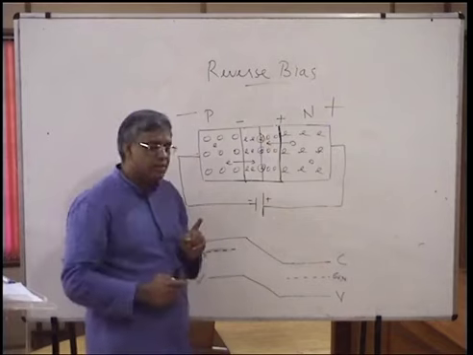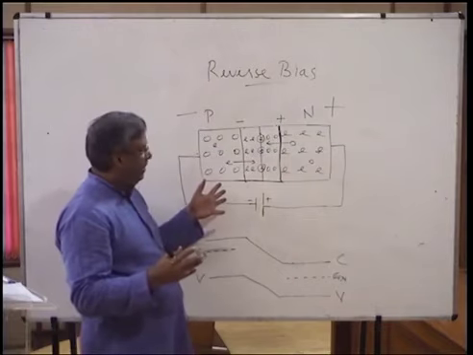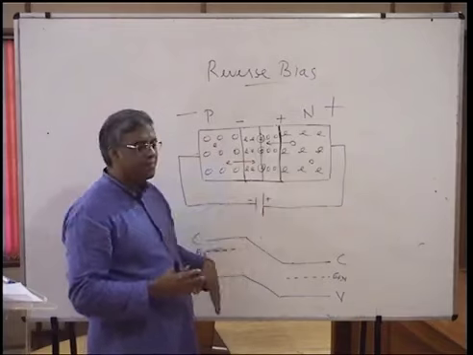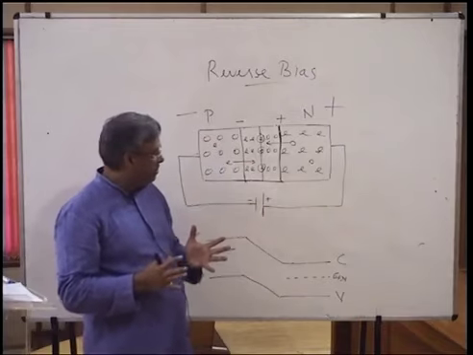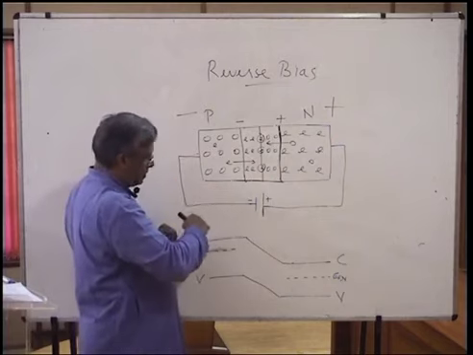So in other words, a p-n junction will be like a valve. It will be conducting under the forward biasing condition and will not be conducting, will be closed, in the reverse bias condition.